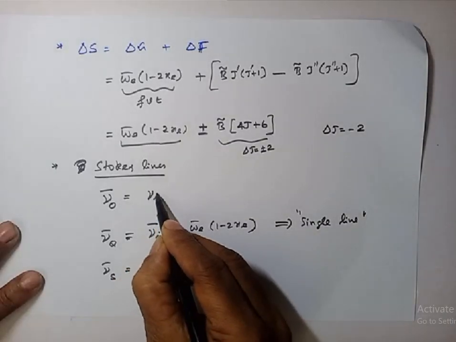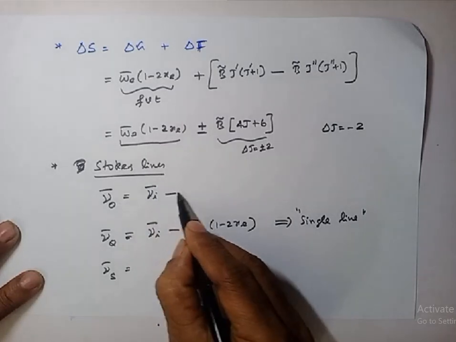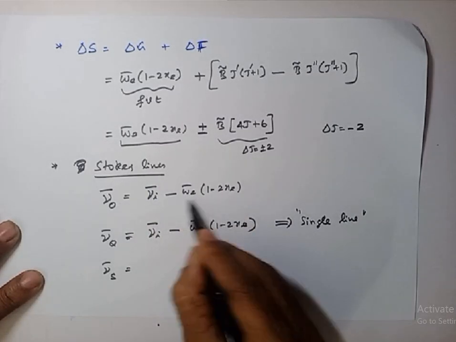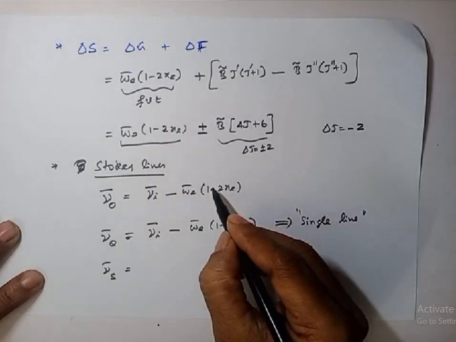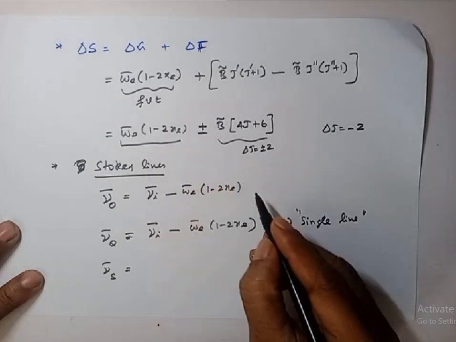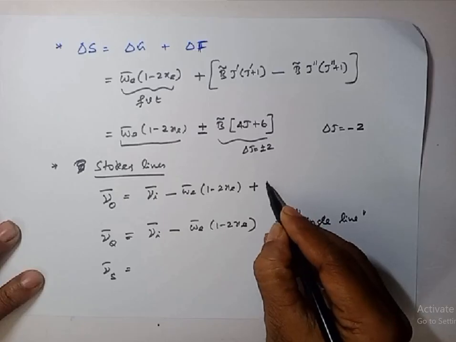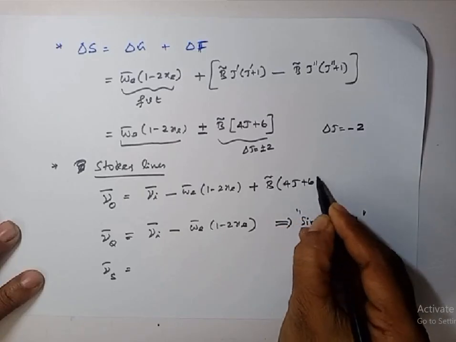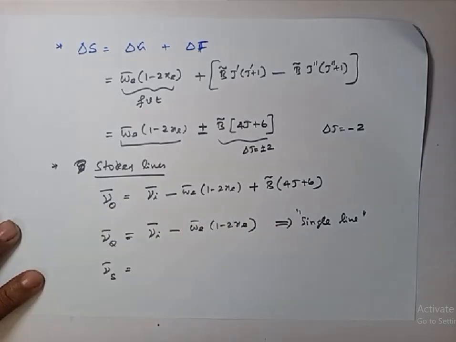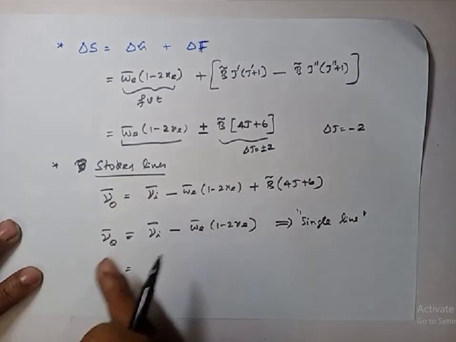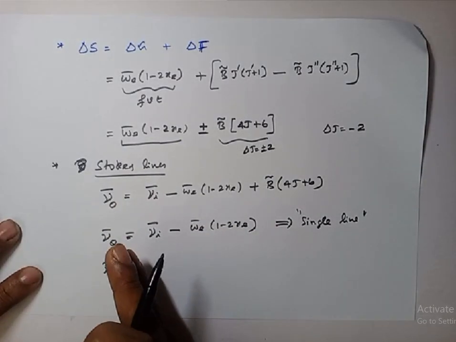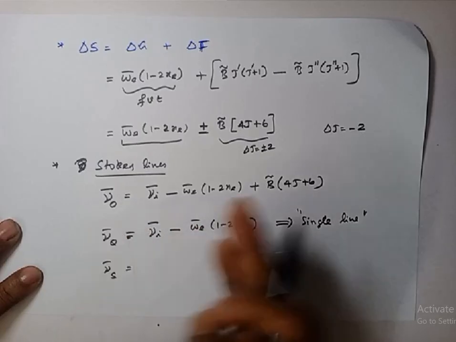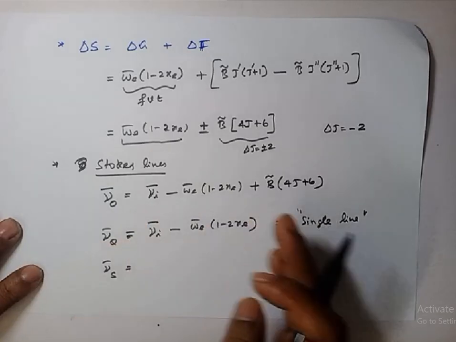Incident minus omega e bar into 1 minus 2xe. This is for vibrational transition. From this, to this you add plus B into 4J plus 6. Yes, this will give the O branch lines. O branch lines appear little higher frequency side of Q branch. Little higher frequency side of Q branch.